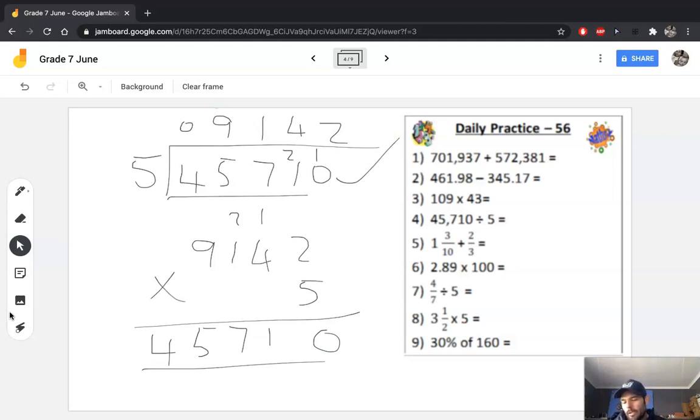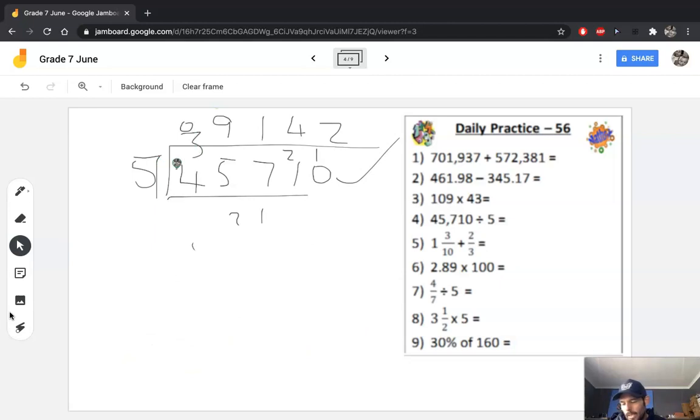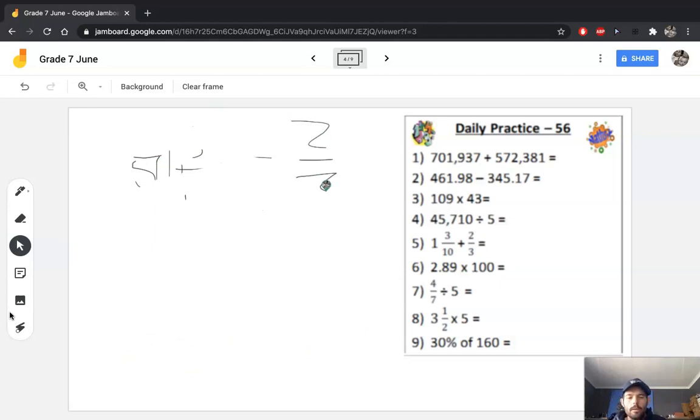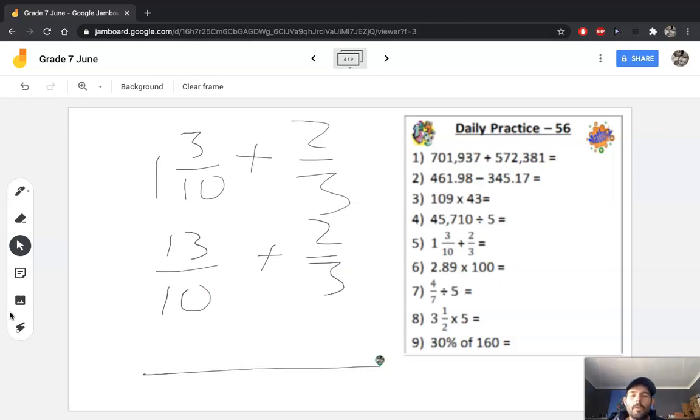Okay, let's look at number 5, which is the addition of a mixed number, 1 and 3 over 10 plus 2 over 3. Okay, so I'm going to change it to an improper fraction. That's 13 over 10 plus 2 over 3. We need to look for the lowest common denominator of 10 and 3, and that is 30. So 10 goes into 30 3 times, so 3 times 13 is 39. And 3 goes into 30 10 times, so 10 times 2 is 20. So if I add those two together, I'm going to get an answer of 59 over 30.